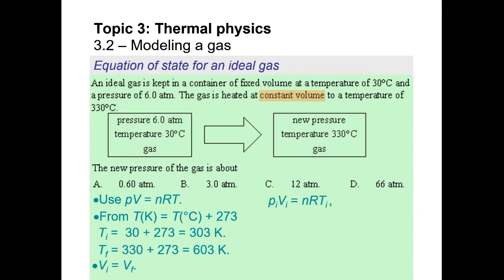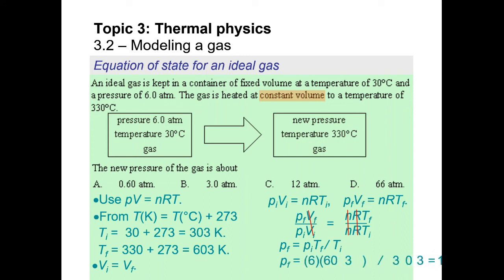So we have the initial state and the final state. Initial state divided by final state, we have this. Constant volume, so volume cancels out, there is a fixed number of gas, so n cancels out, R cancels out, and we have the final pressure. So final pressure equals initial pressure times final temperature divided by initial temperature. We plug in the values. 6 times 603 divided by 303 equals 12. The correct answer is C.